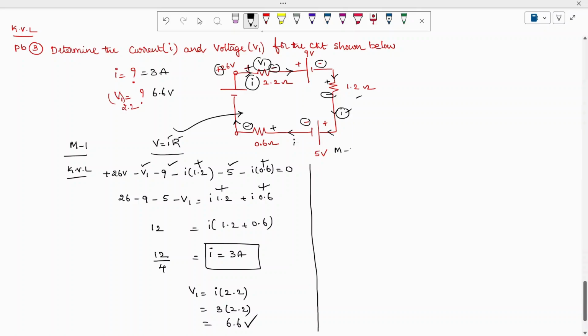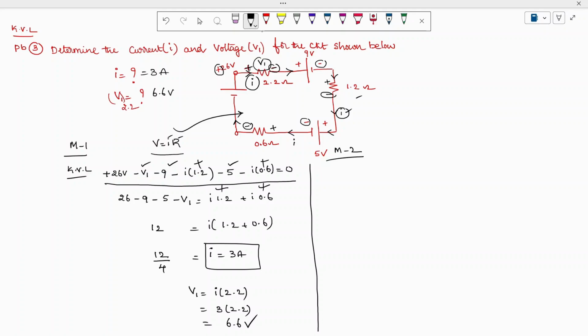Method 2 is very simple. In method 1 you have to write down the polarities of voltage whenever the current is leaving. Current is leaving, plus 26. Current is leaving, I into 2.2, which is nothing but V1. Current is leaving, the polarity is minus 9. Current is leaving, minus I into 1.2. Current is leaving, what is the polarity? Minus 5. Current is leaving, I into 0.6. If you understand this equation, any problem in circuits you can solve.